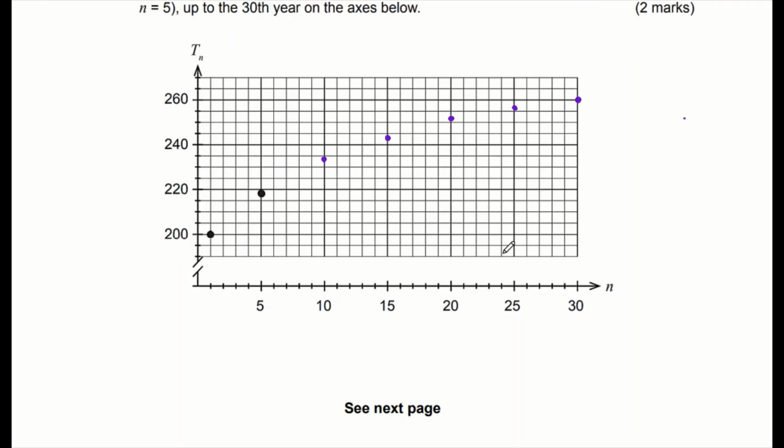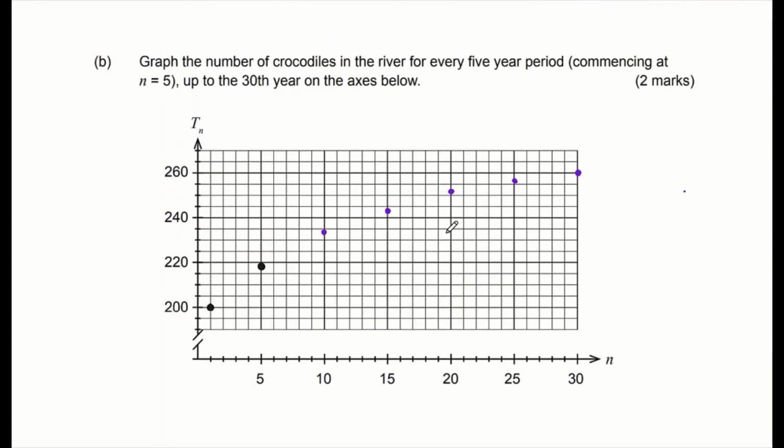Alright, so that will be the graph that you get. If you correctly plotted at least 2 points, then you get 1 mark. If all are correct, then you get the second mark. Alright, so that's it for B.